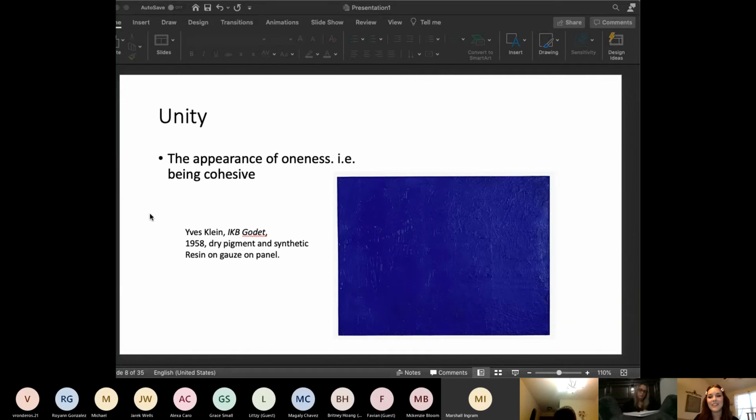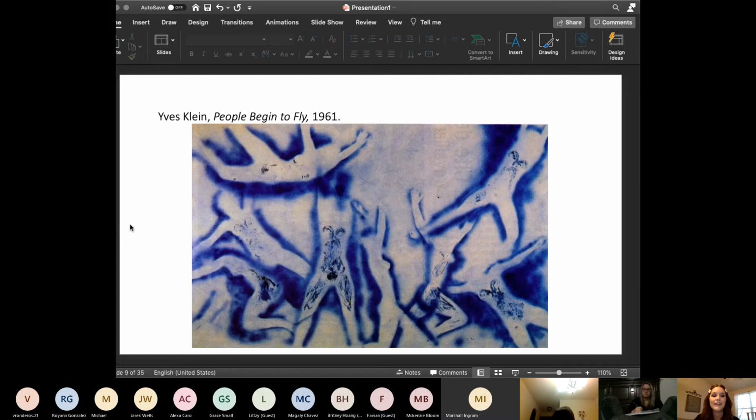So that is a great, I chose some pretty obvious examples, obviously, of unity and oneness. Here is Yves Klein, IKB Got It. He is part of the contemporary abstract movement that came about after World War II. And he always did all of his artworks in what he called Yves Klein blue. He actually coined this particular shade of blue. And that was the shade that he always used, which you can see again here.